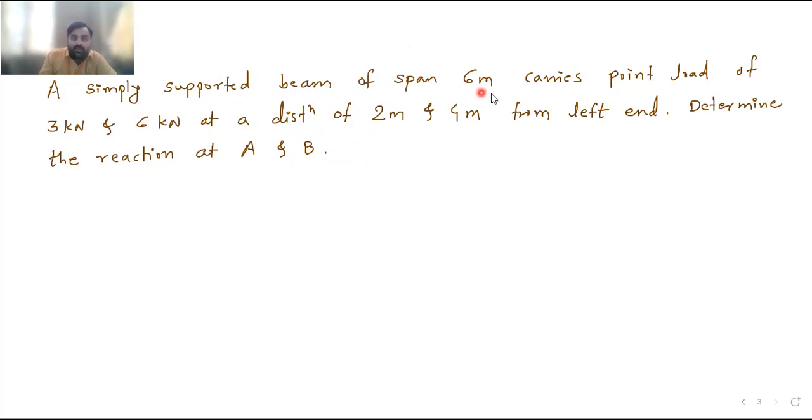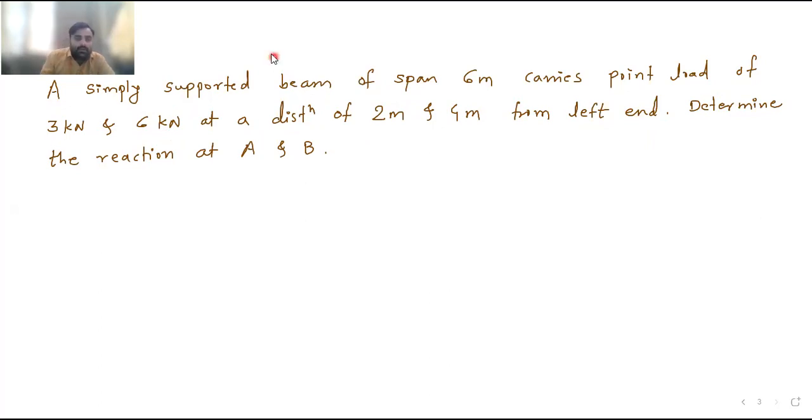Of span 6 meter, carries point loads of 3 kilonewton and 6 kilonewton at distance of 2 meter and 4 meter from left end. Now, what is left end and what is right end? Your left hand is left hand, your right hand is right hand. Your left hand is left end and your right hand is right end.